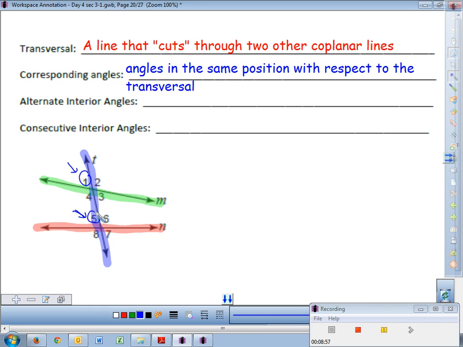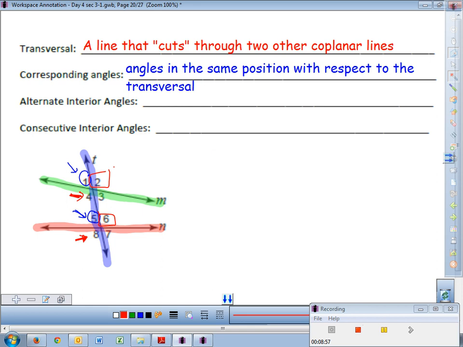They are in the same position with respect to the transversal. Also, if you look at angle 4 right here, is angle 4 to the left and below its line? It corresponds with angle 8. They are corresponding angles. And then angle 2 is to the right and above. It corresponds with angle 6. And finally, angle 3 and angle 7 are also corresponding angles. Right? They're in the same position with respect to the transversal.